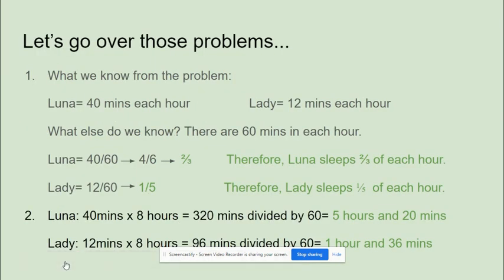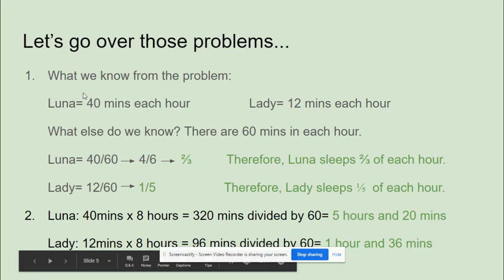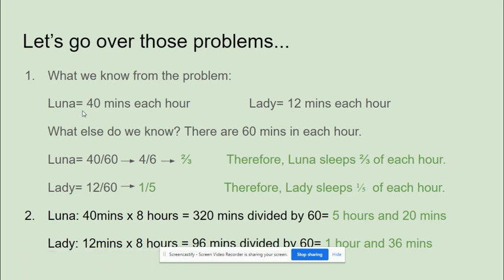All right, at this point you have paused, done your work, and now you are ready to go over the work and the answers. What do we know from the problem? We know that Luna sleeps for 40 minutes each hour. Lady sleeps for 12 minutes each hour. What else do we know? Remember, sometimes we have to take things we already know that aren't necessarily in the question and apply that to our work. We do know that there are 60 minutes in each hour, which is something we need to know in order to work this problem out.